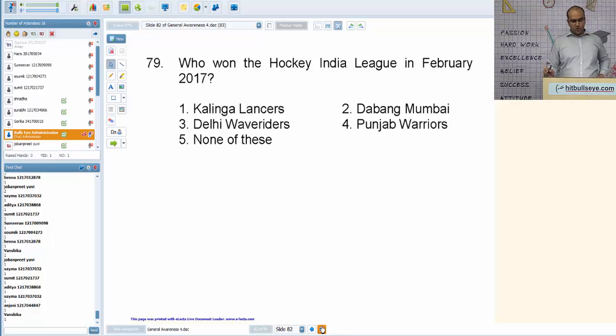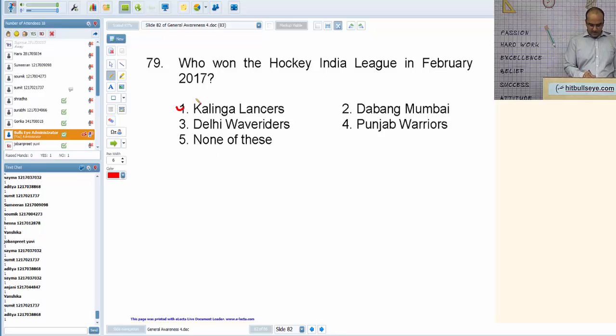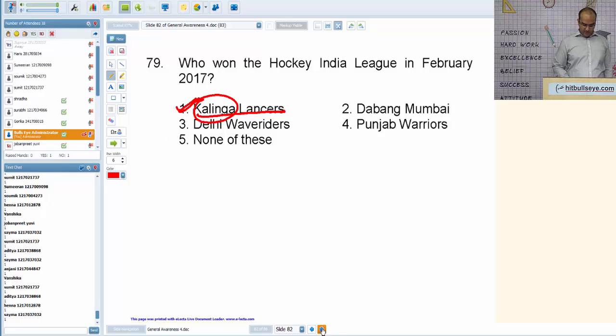Next, who won the Hockey India League in February 2017? The team from Odisha, that is Kalinga Lancers. Kalinga of course is an ancient name of the state of Odisha.